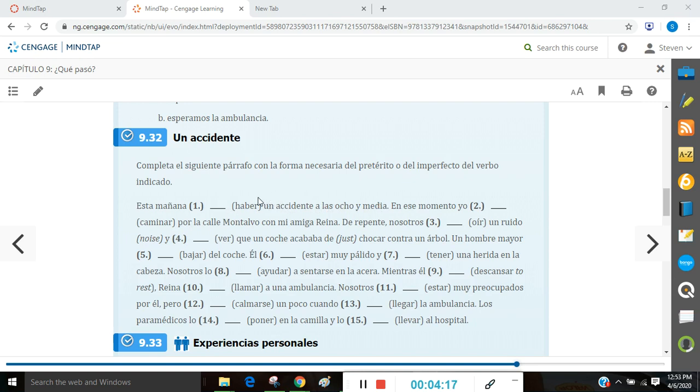Now, haber in the preterite is going to have a different meaning than it does in the imperfect. So we're going to use it in the imperfect to describe something in the past, and we're going to use it in the preterite to say something happened. This morning there was an accident at 8 o'clock. What do you think? Pretérito o imperfecto? Pretérito. Esta mañana hubo un accidente a las 8:30.